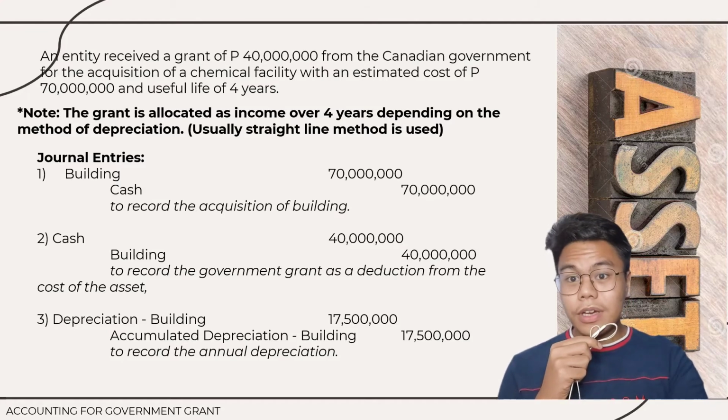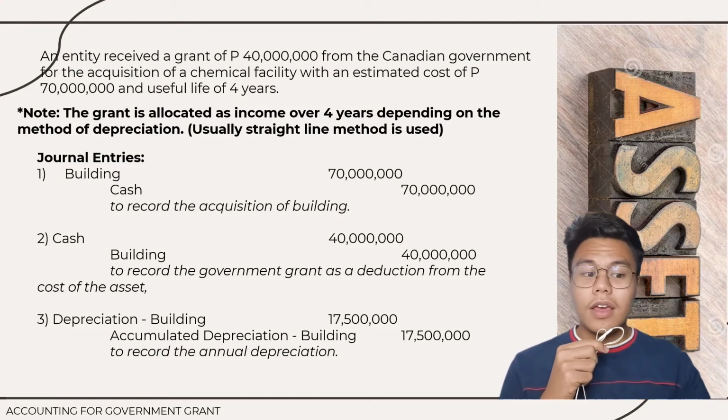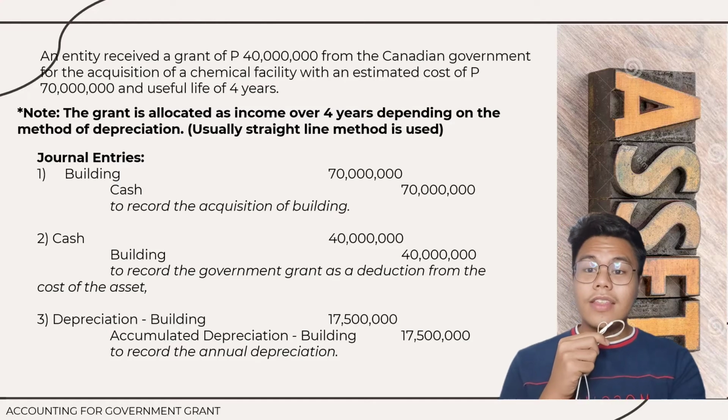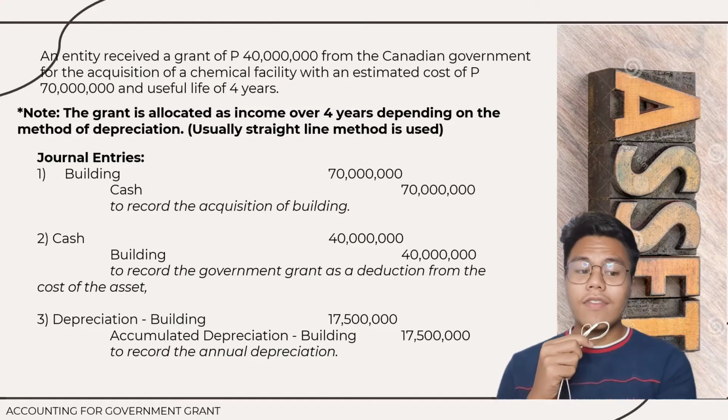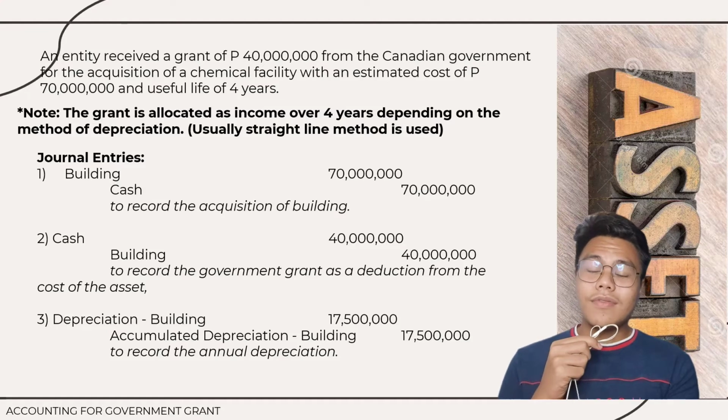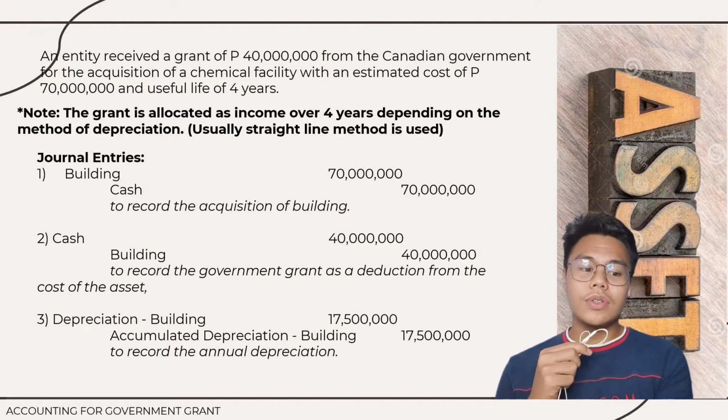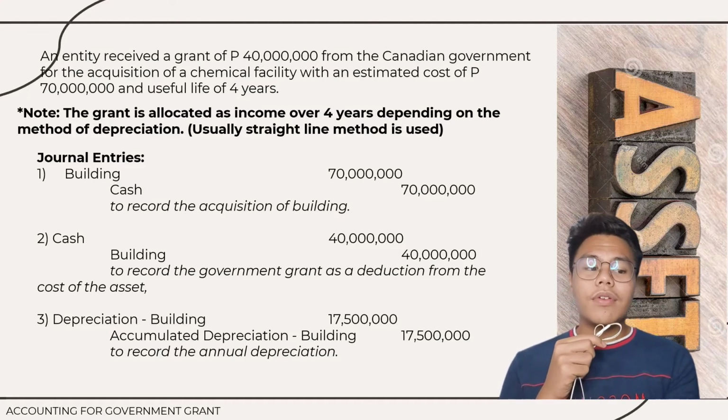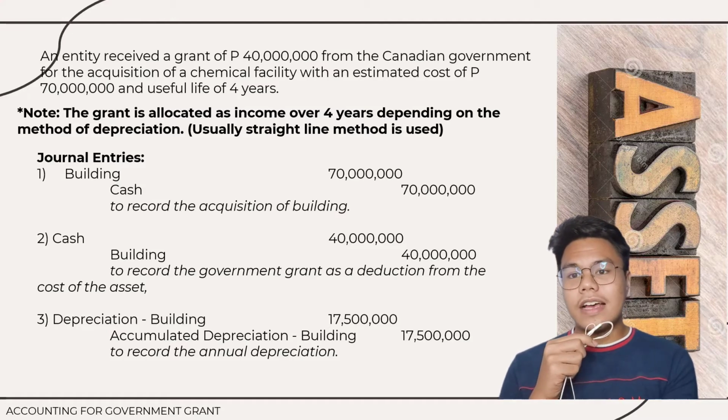Debit cash, because we have received cash from the government of 40 million pesos. It says here that we received a grant of 40 million pesos from the Canadian government. So as an asset approach, we would reduce the value of an asset, credit building 40 million pesos. So this is to record the government grant as a deduction from the cost of an asset.